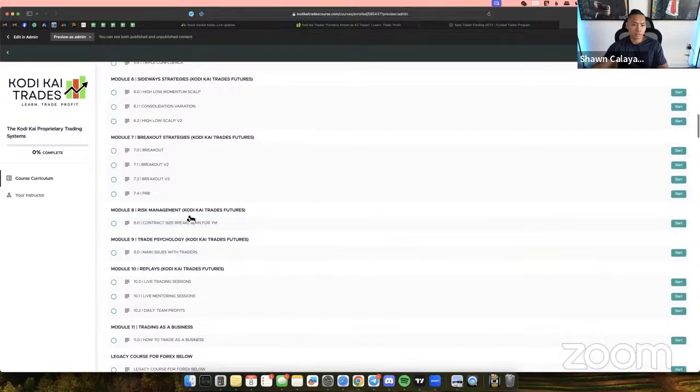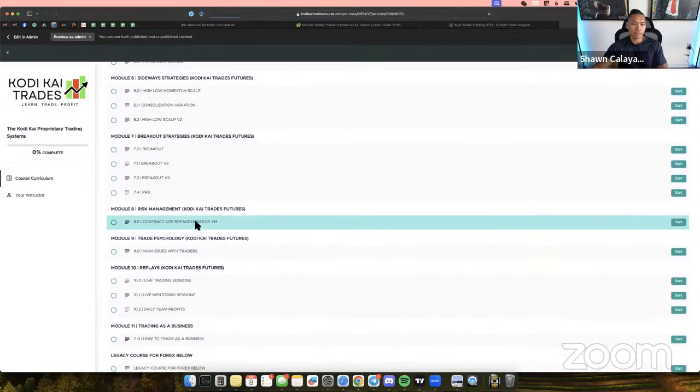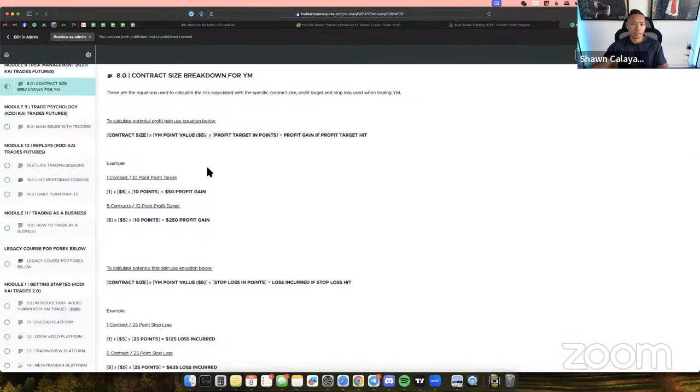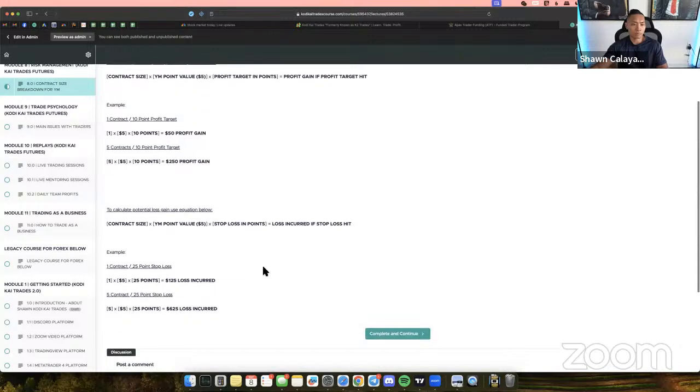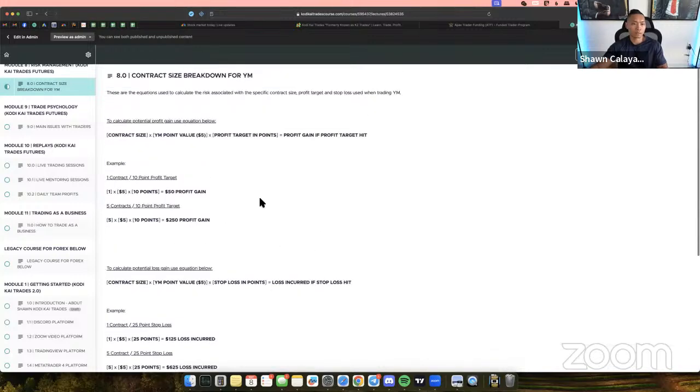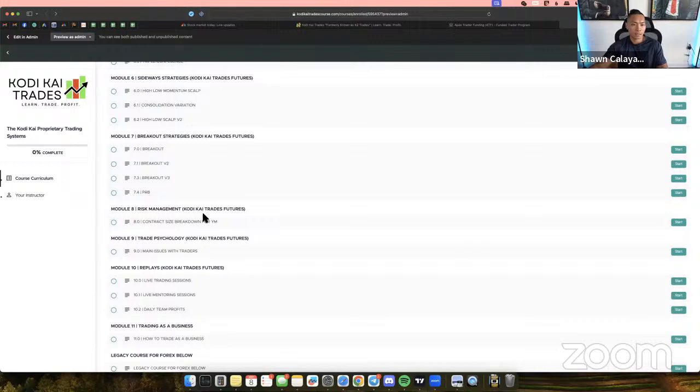Contract sizes for YM. This is going to be important for a lot of you guys because I provided the equation here. So if you don't know how to calculate how much each contract is worth, I pretty much put it right here so you can literally do it yourself.